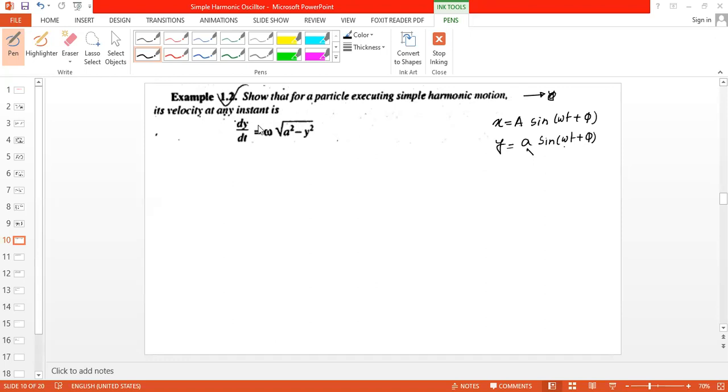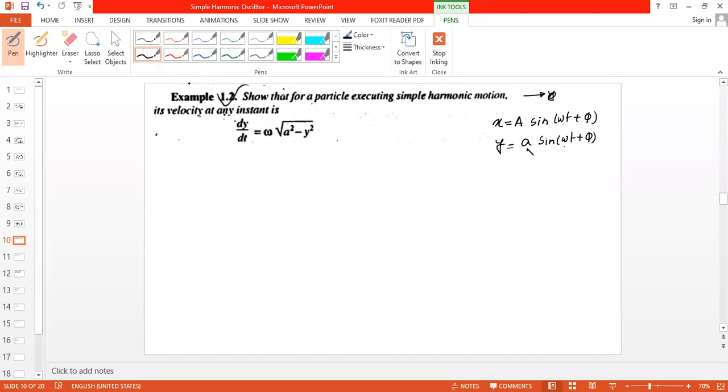it is asking us to show that the velocity is written as dy by dt equal to omega into square root of a square minus y square. Here omega is the angular frequency, a is the amplitude, and y is the displacement. Usually in our previous class I showed you that the displacement can be written as x equal to a sin(omega t plus phi). So here the displacement was along x direction. If our displacement is along y direction, that is if the object oscillates along y direction, the equation will be the same, only we have to replace x by y. Okay? So basically we are going to use this equation today.